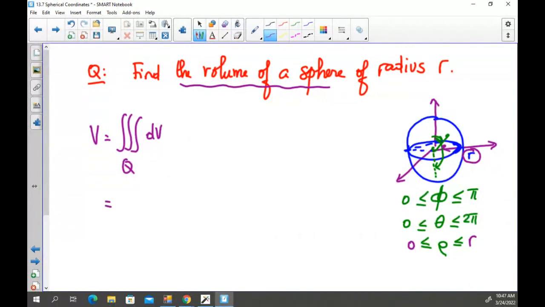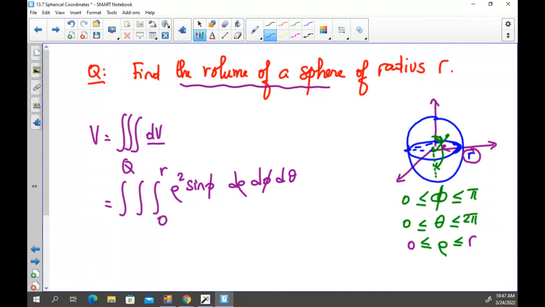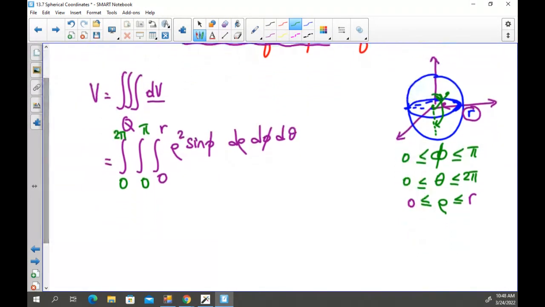Okay, so therefore, now I can move into spherical coordinates. So dv, remember, is rho squared sine phi d rho d phi d theta. Now, rho from 0 to r, phi from 0 to pi, and theta from 0 to 2 pi. So now I need to calculate this integral, and I should find 4/3 pi r to the power of 3.